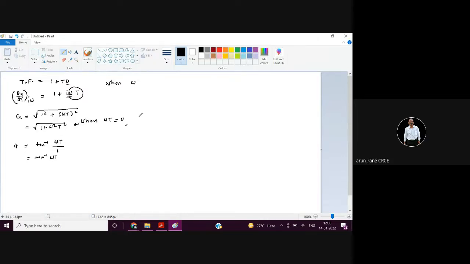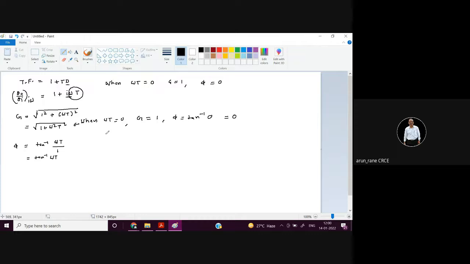So what will be the value of g? Tell me. It will be 1. And what will be the value of phi? You substitute here. So phi is equal to tan inverse of 0, so that is equal to 0. Okay, so when omega t is equal to 0, g is equal to 1 and phi is equal to 0. Okay, now we will take omega t.